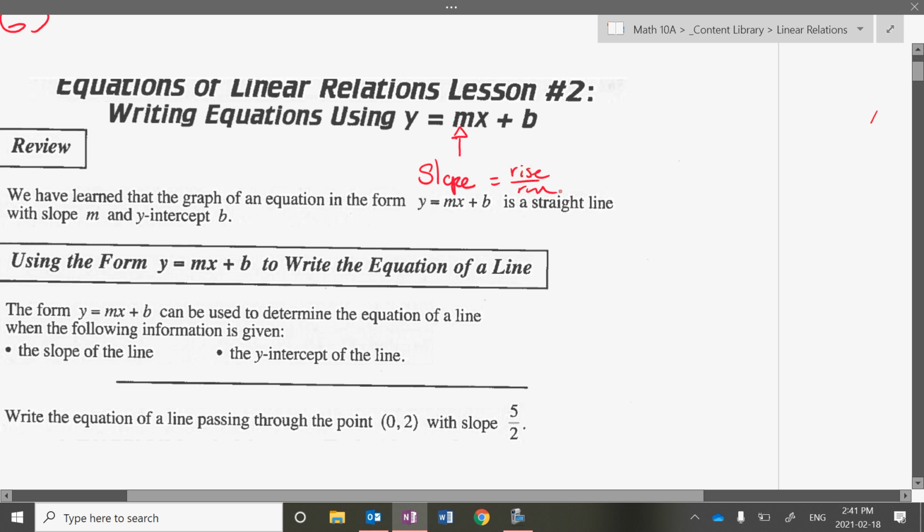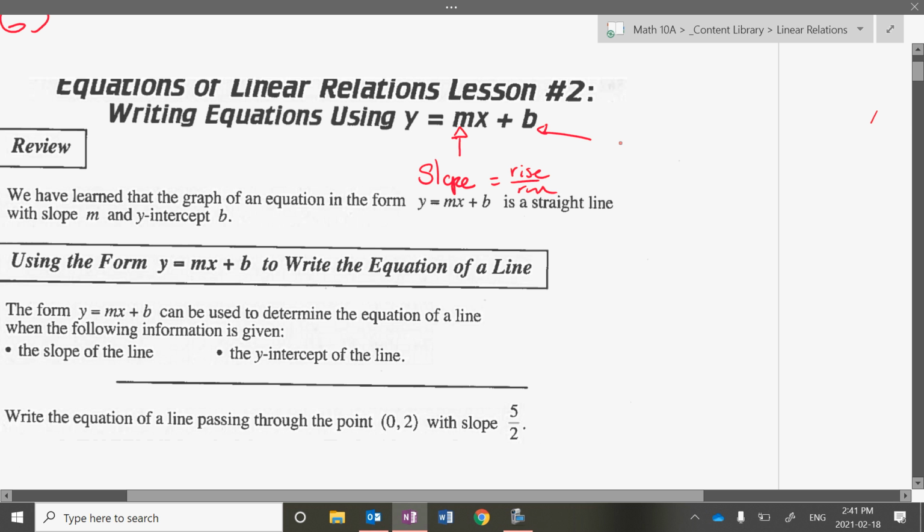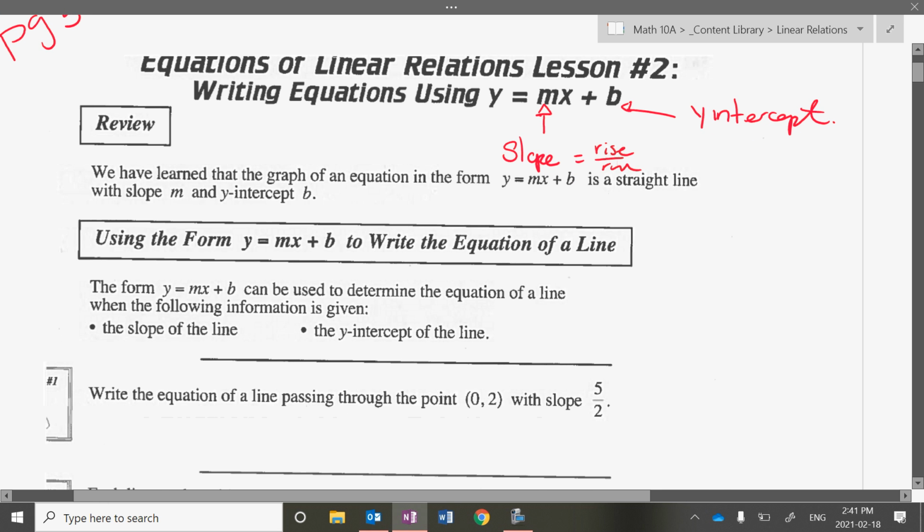It's an m because s's look like 5s. Why they chose m after that, could not tell you. B is what? Y-intercept. The y-intercept. Thanks, Cynthia. That was real good.